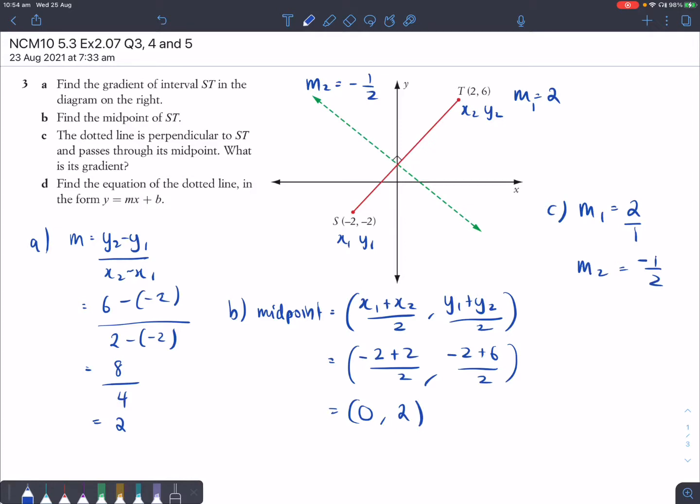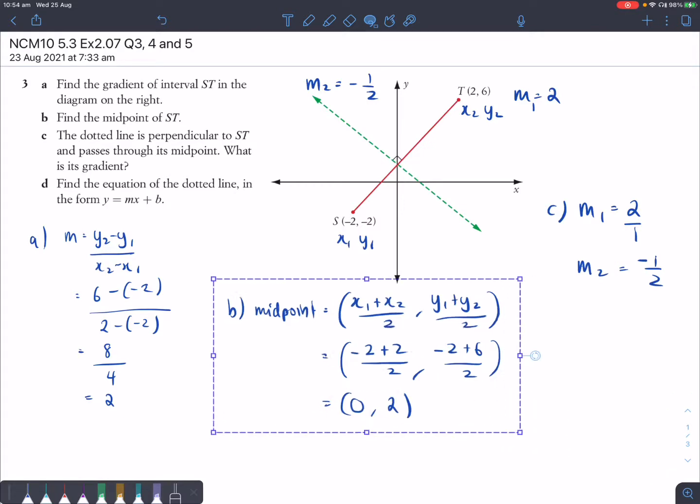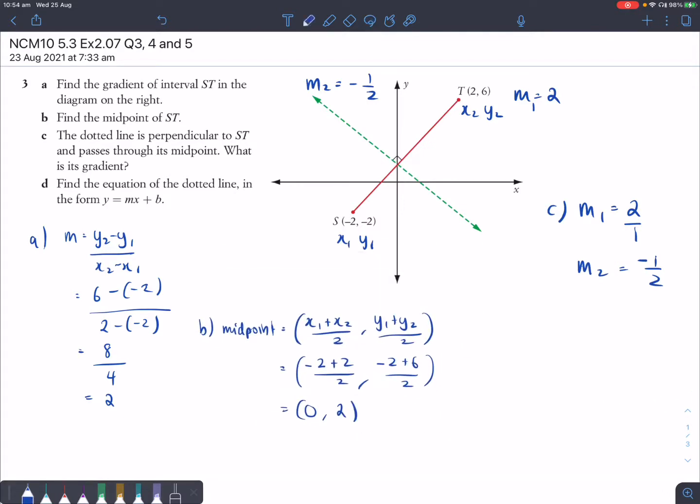Okay. All right. Then for question D, find the equation of the dotted line in the form y equals mx plus b. So this line here doesn't have the equation yet. We need to find that. Okay. Let me just make this smaller. I'll fit that right there. Okay. Here we go. So for question D, if we want to find the equation of the dotted line, we firstly start off with y equals mx plus b.